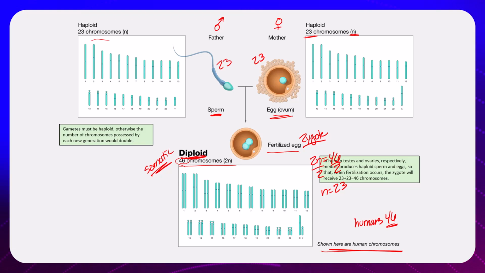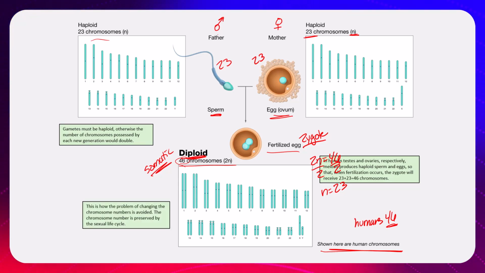The human testes and ovaries, respectively, produce haploid sperm and egg cells through meiosis, so that when fertilization occurs, the zygote will receive, again, 46 total chromosomes. So the father produces these haploid gametes known as sperm cells in the testes, and the mom produces these haploid gametes known as eggs in the ovaries. Both males and females use meiosis to produce those haploid gametes. This is how the problem of changing the chromosome numbers is avoided. The chromosome number is preserved by the sexual life cycle.